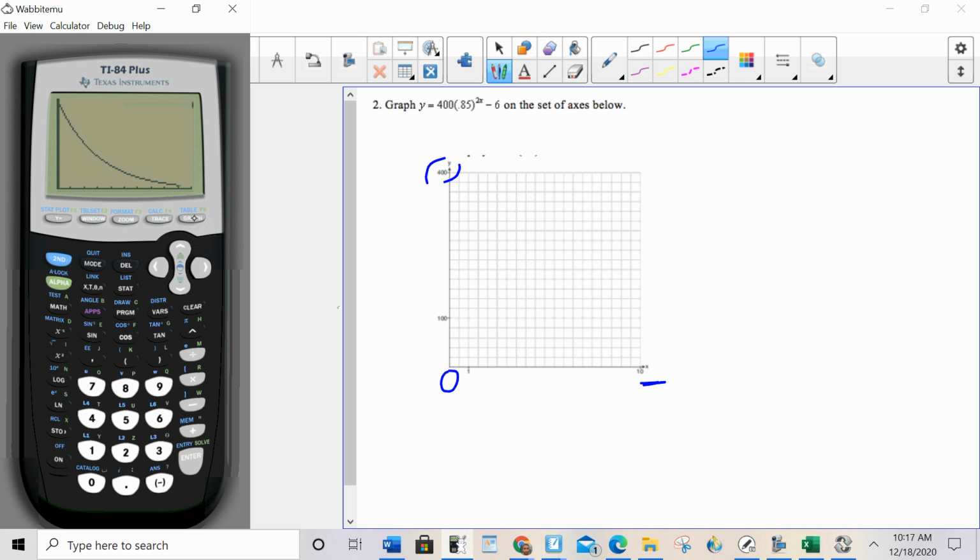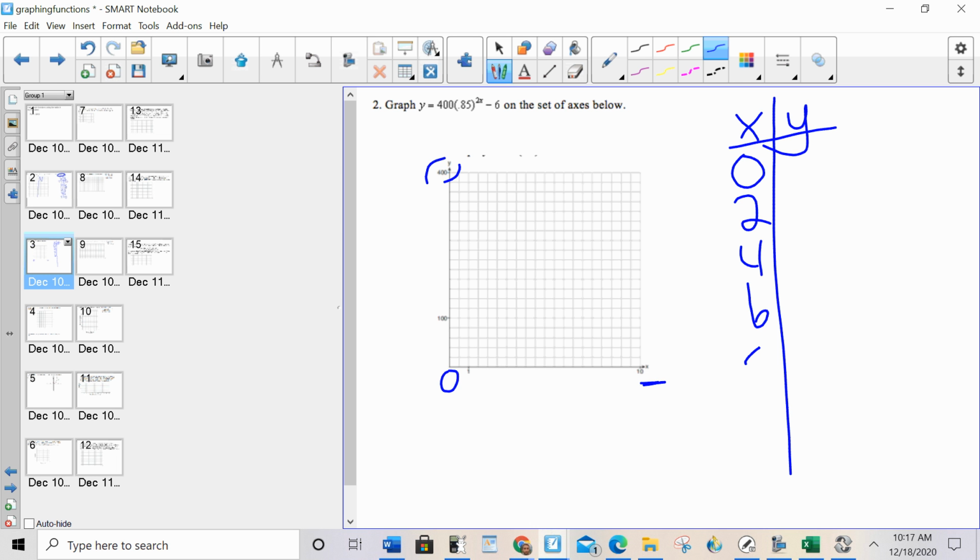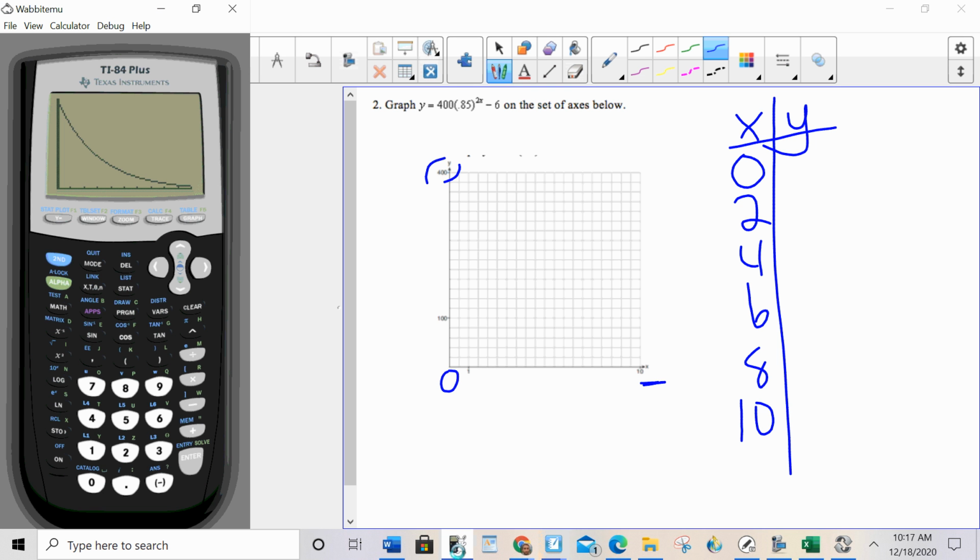Now, if you just draw that, you're not getting any points. You have to plot the points. How many points do I have to plot? What I would do, being how the graph is going from 0 to 10, I would probably do 0, 2, 4, 6, 8. You could do 0, 1, 2, 3, 4, 5, 6, 7, 8, 9, 10. I'm going to do every other point.